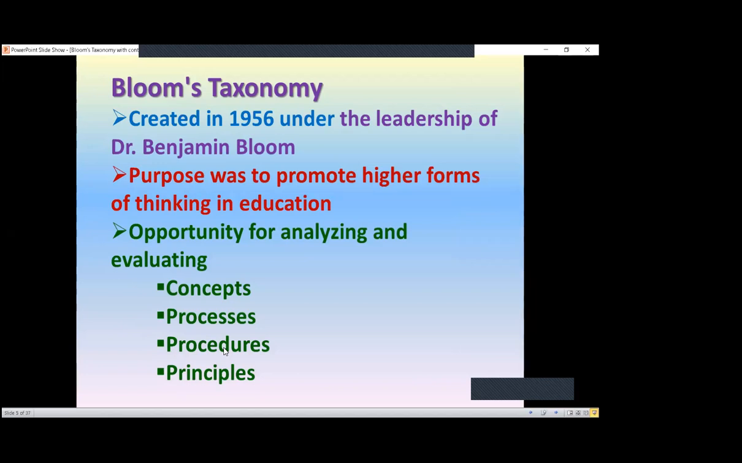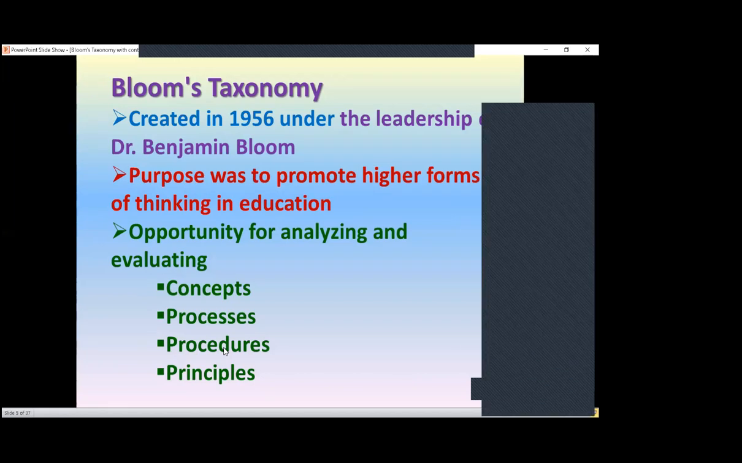This Bloom's taxonomy gives us an opportunity for analyzing and evaluating whether the student has understood the concept or not, whether he has understood the process and whether he is applying those processes, procedures, whatever principles we are teaching, whether the student is able to apply that in our day-to-day life. So this becomes very easy with the help of Bloom's taxonomy.